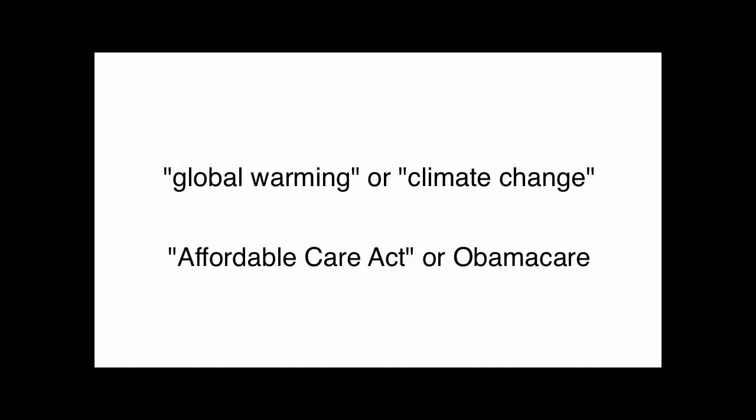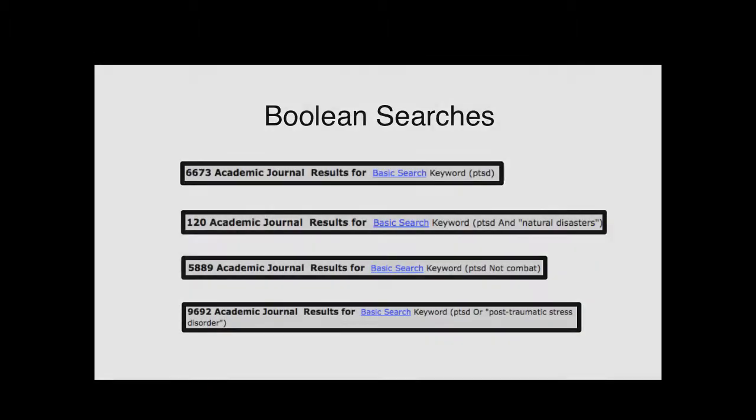More examples of searches that could use the word or between keyword terms are global warming or climate change, and Affordable Care Act or Obamacare. And so to sum up, based on the original keyword search for PTSD, adding "and natural disasters" to the search significantly reduced the number of results found by making the search more specific. Adding "not combat" also reduced the number of results found by excluding a term from the results. And adding "or post-traumatic stress disorder" increased the number of results found by broadening the search.